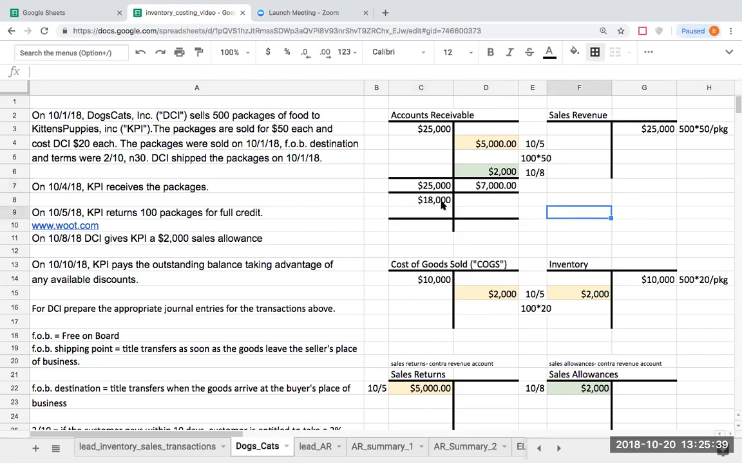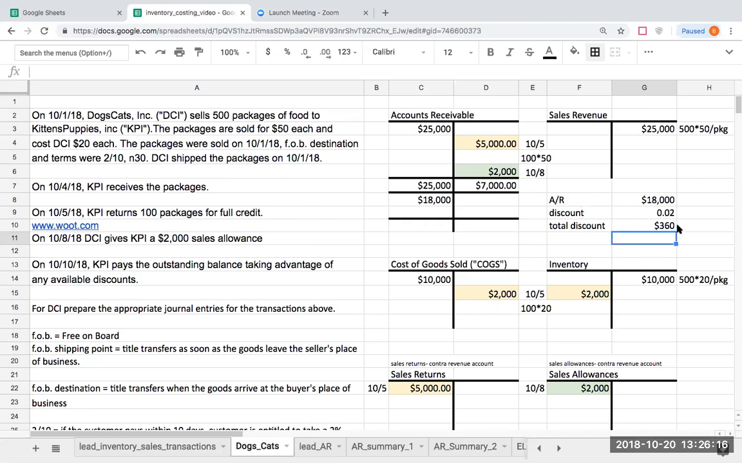However, will KPI pay me 18 grand? The answer to that is no. Why not? The reason is they're paying within 10 business days. So the actual amount of the cash I'm going to receive is not going to be $18,000. The cash I'm going to receive is going to be... so my total discount here is going to be $360.